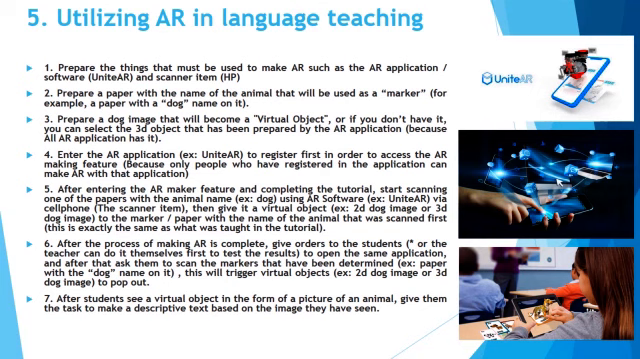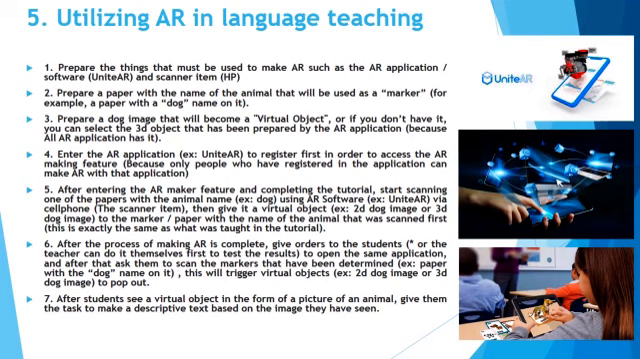And second, prepare a paper with the name of the animal that will be used as a marker. For example, a paper with a dog's name on it. And third, prepare a dog image that will become a virtual object, or if you don't have it, you can select the 3D objects that have been prepared by the AR application, because all AR applications have them in their gallery. And fourth, enter the AR application. Register first in order to access the AR making feature, because only the people who have registered in the application can make AR with that application.